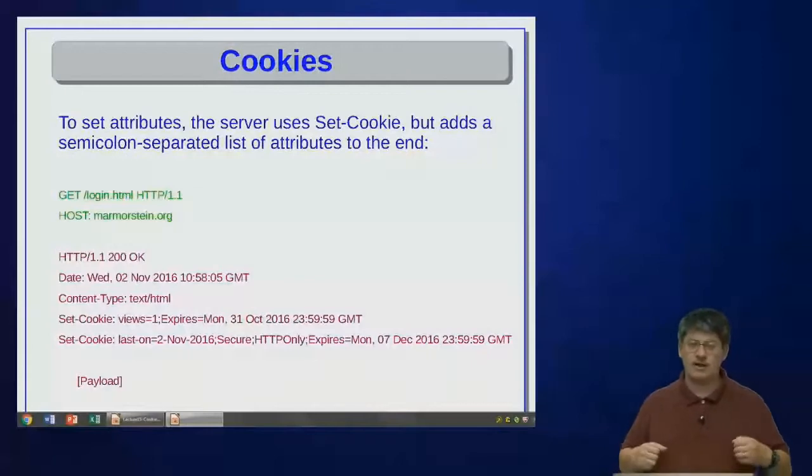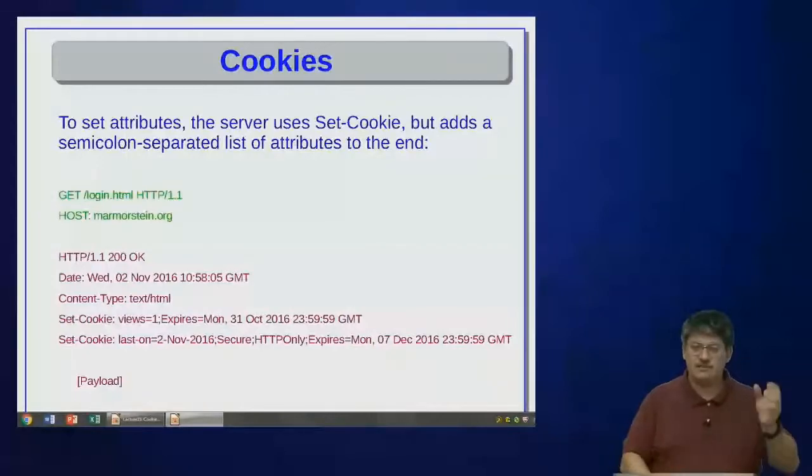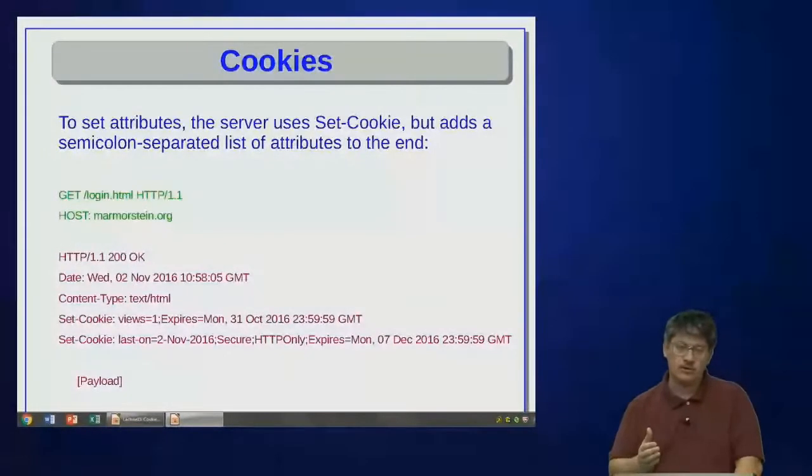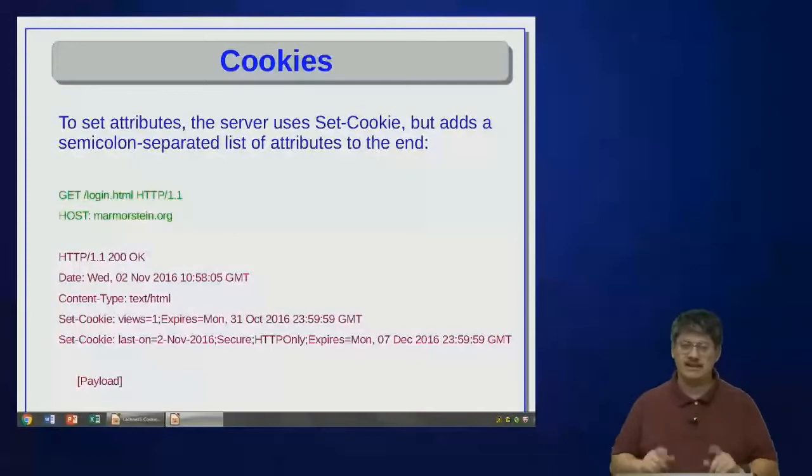So here the web browser is requesting a page, login.html, on host marmerstein.org, just like it did before. And now we're going to send back a Set-Cookie header. But instead of just saying views=1, we're going to say views=1, semicolon, and we can set the expires attribute to Monday, the 31st of October, 2016, 1 minute before midnight. Now, Halloween was several days ago. It's already passed. What's going to happen to that cookie?